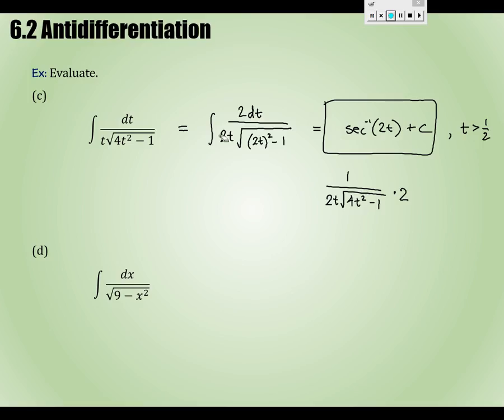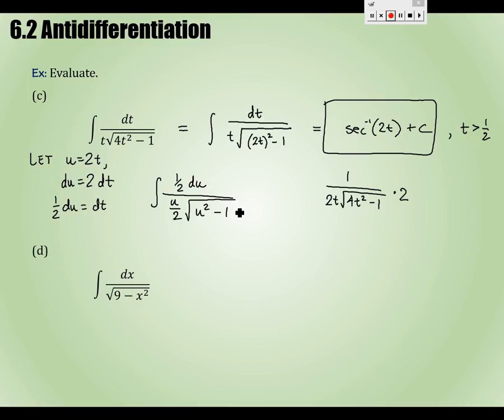If you don't want to do that, then you might need to do the following work. Let u equal 2t, then du is equal to 2dt, and then 1/2 du equals dt. But then when you go to rewrite your integral, you'll have 1/2 du. But then what's t? Isn't that u over 2? Right? So then you see the 1/2s go away. All right.